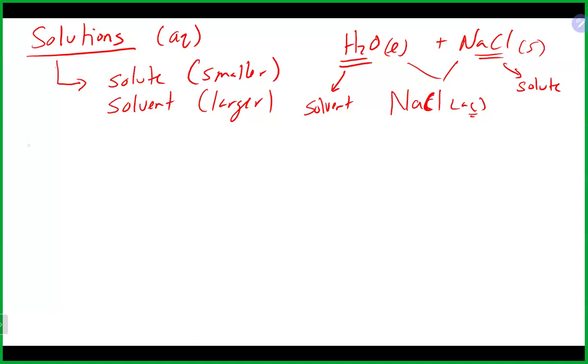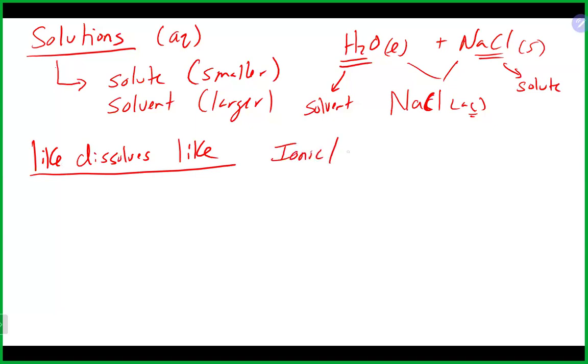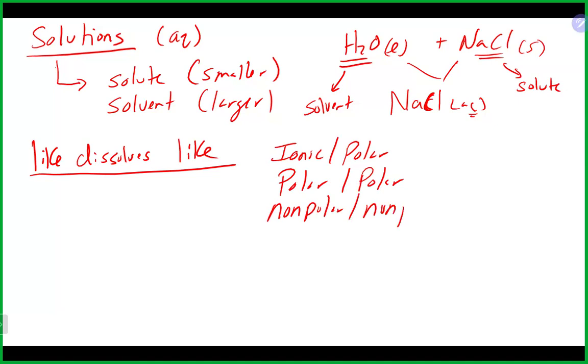We also talked about the idea of like dissolves like. And that's the idea that if you have something that's ionic, it's going to be good to go with something that's polar. They're going to mix. If you have something that is polar, it's going to be good to go with something else that's polar. If you have something that is nonpolar, that will also be good with something else that is nonpolar. So all those things will be soluble in each other.